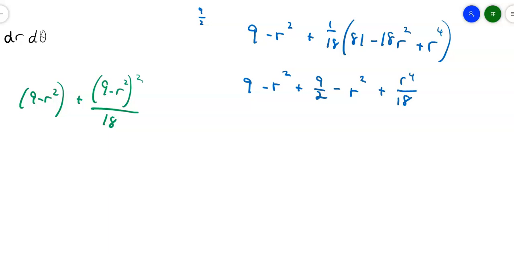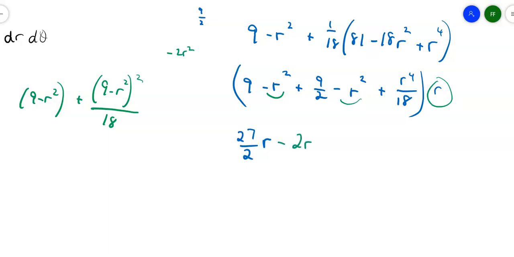Now don't forget that I've got to multiply this by r before I integrate with respect to r. So 9 plus 9 halves is going to be 27 halves. Okay, so let's simplify this as much as we can. So 27 halves times r. The minus r squared and the minus r squared will give me a minus 2r squared. Multiplied by that r will give me a minus 2r to the 3rd. And then the last term, when I multiply it by an r, will give me plus r to the 5th over 18.